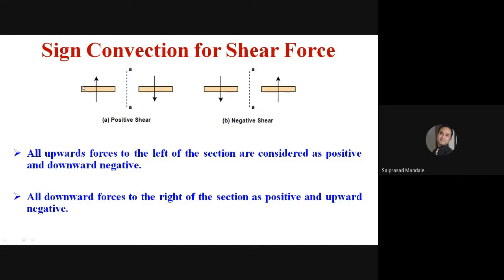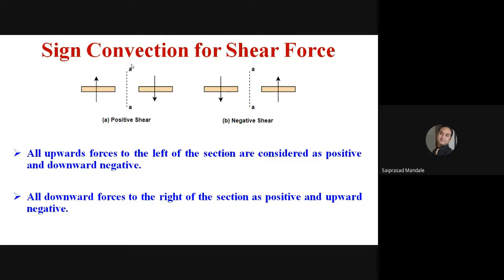Similarly, if it is opposite, and the force acting on the left-hand side is moving downward, what about its sign convention? If the force acting on the right-hand side is moving in the upward direction, what do we have to consider? All upward forces to the left of the section are considered positive, and downward forces are considered negative.